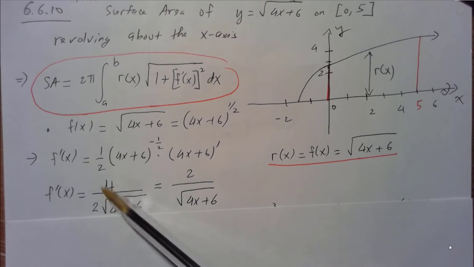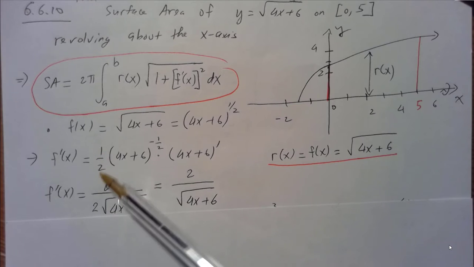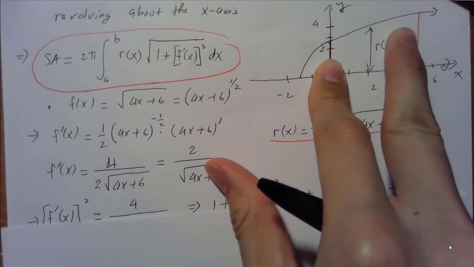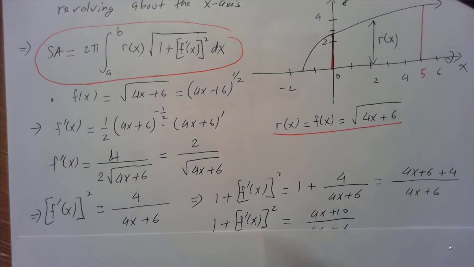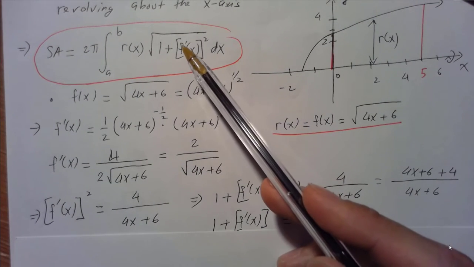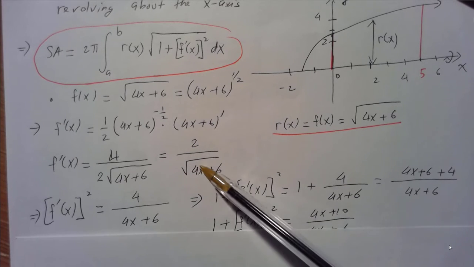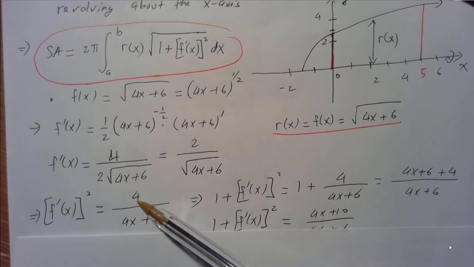So the 4 stays on the top. The 1/2 here stays at the bottom. And 4 divided by 2 gives me 2, over the square root of 4x plus 6. Now I square it because I need f prime squared. So I take the whole quantity here and square it. 2 squared becomes 4.